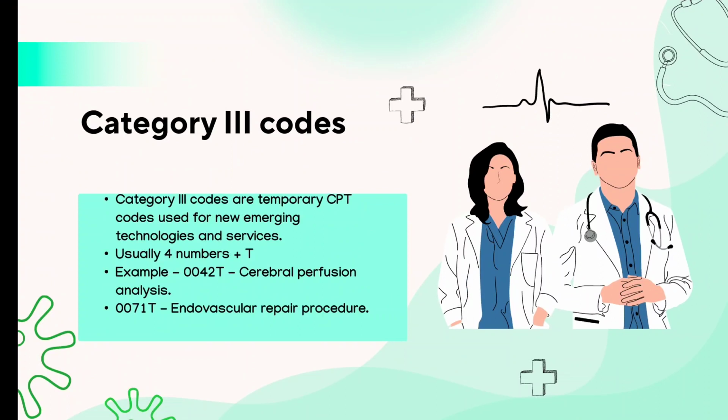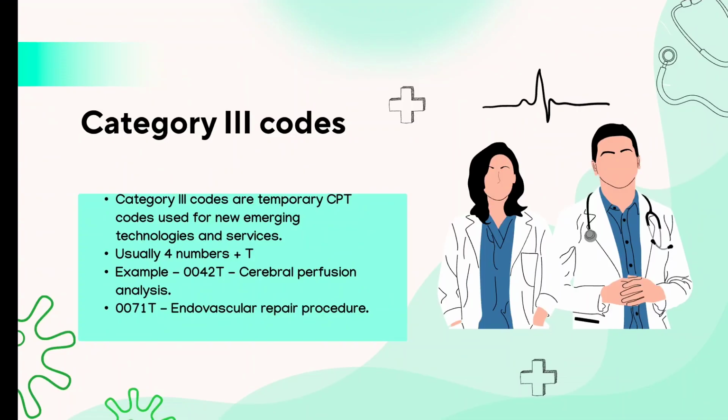Category 3 codes. Finally, let's talk about Category 3 codes. Category 3 codes are temporary CPT codes used for new and emerging technologies, procedures, and services. They allow new technologies and services to be identified and tracked while they are developing. Category 3 codes usually contain 4 numbers followed by the letter T.